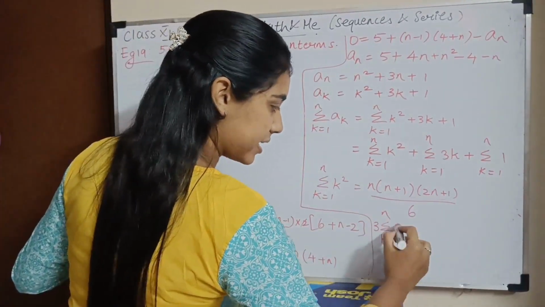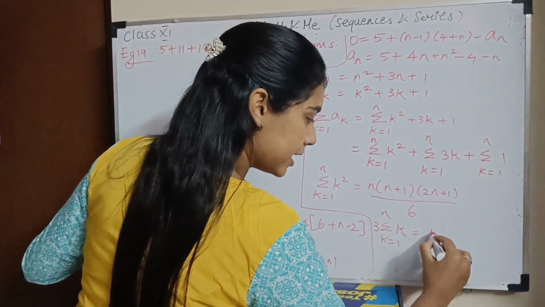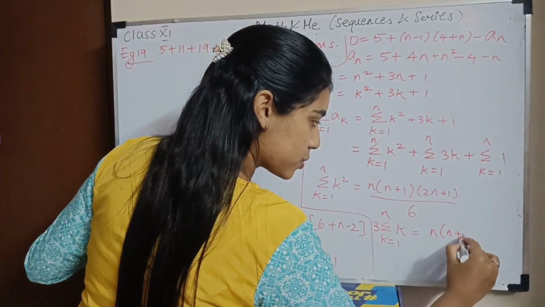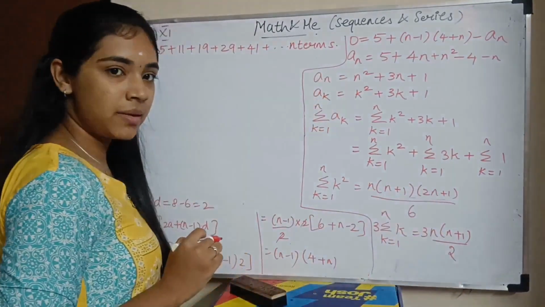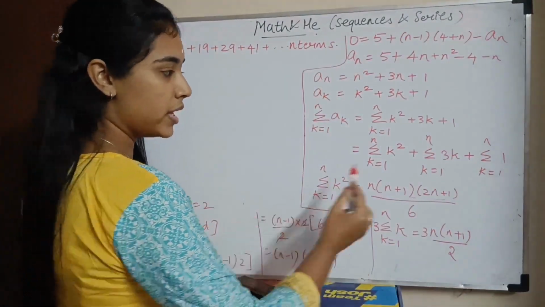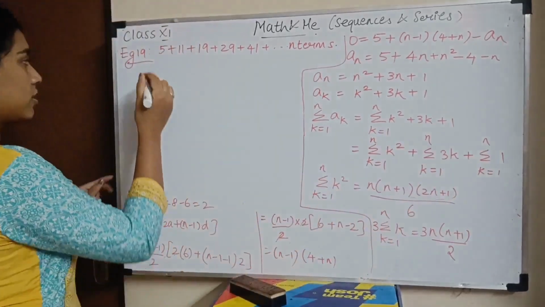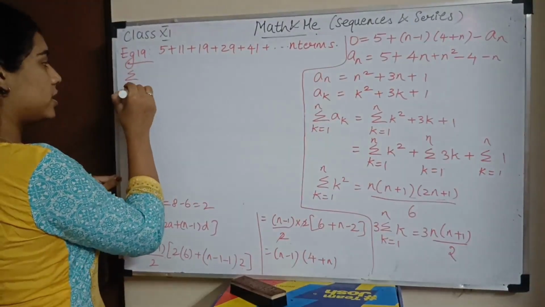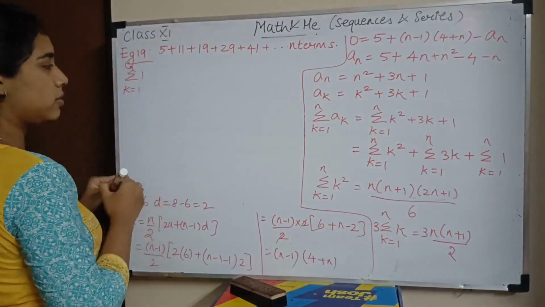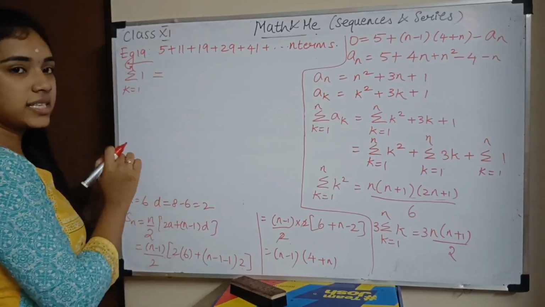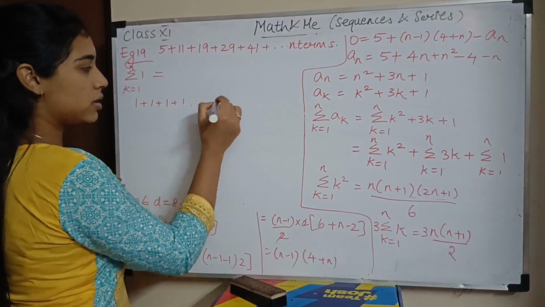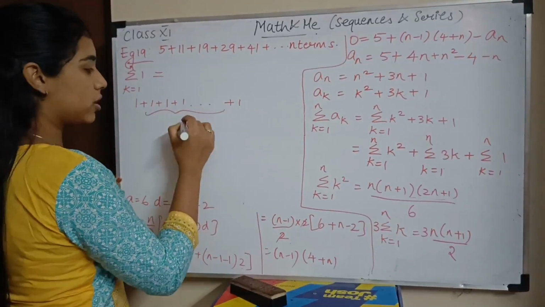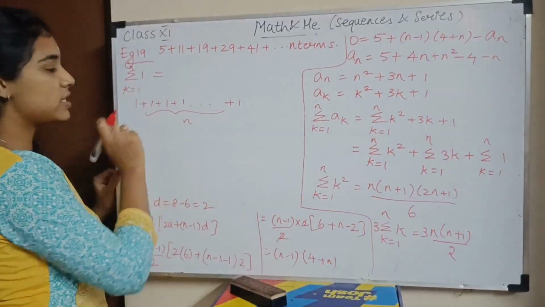I have the summation of k inside now equals n into n plus 1 divided by 2, and don't forget this 3. So it is 3 times n into n plus 1 divided by 2. Now I am left with this summation. What do I have? Summation of k equals 1 to n of 1 is nothing but, what is this? This is basically 1 plus 1 plus 1 plus 1 until n terms. Correct? This is the meaning of this summation.